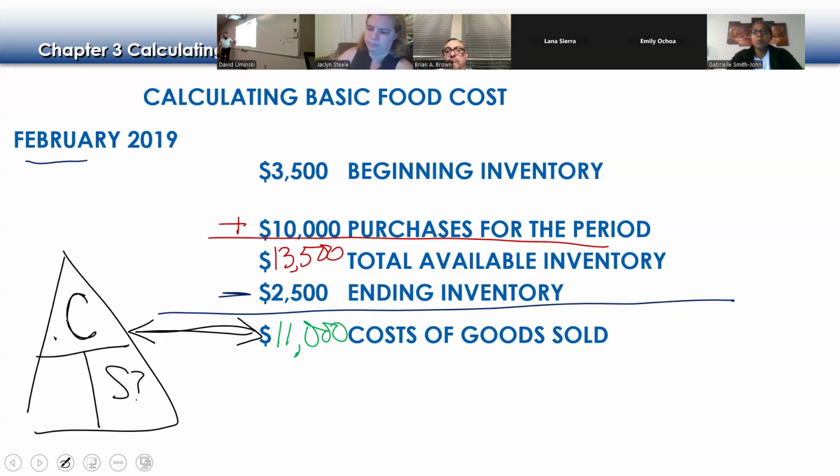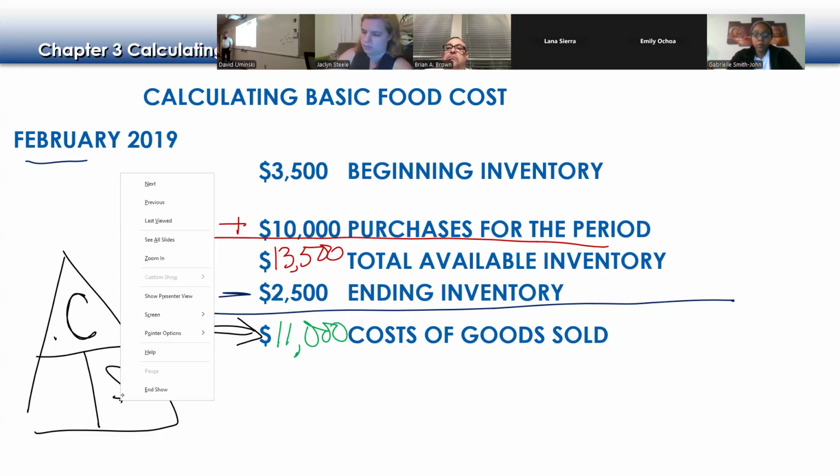If I find this cost by doing this, where does our sales number come from? Where do we find how much money we sold, how much money we brought in? Not our ending inventory. The purchase for the period? No. Where do I find the number that's going to represent these sales? We're going to add up what? All of the receipts that we have, right?